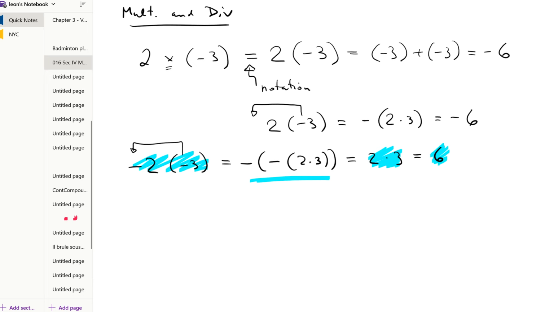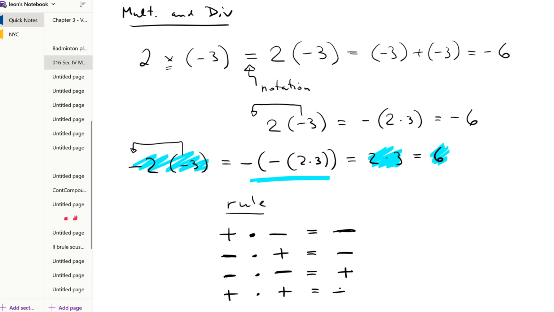Okay, what else? Well, maybe as a rule, you might want to remember, if I multiply a positive number with a negative number, I will end up with a negative. Same goes if I do a negative times a positive number, still end up with a negative. 2 negatives, well, the opposite of the opposite, that is going to be a positive number. And a positive times a positive, well, that's also a positive number.